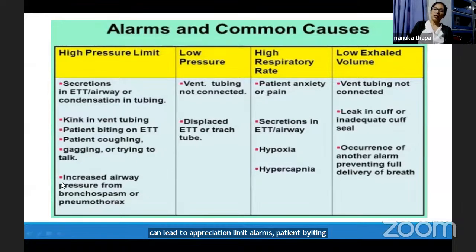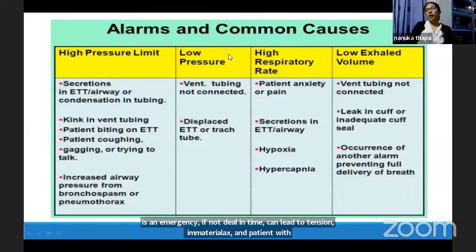Another emergency which can lead to increased pressure is bronchospasm. The bronchioles can constrict and decrease in diameter, and this leads to high pressure alarms. On auscultation, we can hear wheeze, and in severe bronchospasm, we can hear a completely silent chest. Another dreaded complication of mechanical ventilation, which also leads to high pressure alarms, is pneumothorax. This is an emergency. If not dealt with in time, it can lead to tension pneumothorax, patient collapse, and cardiorespiratory arrest as well.